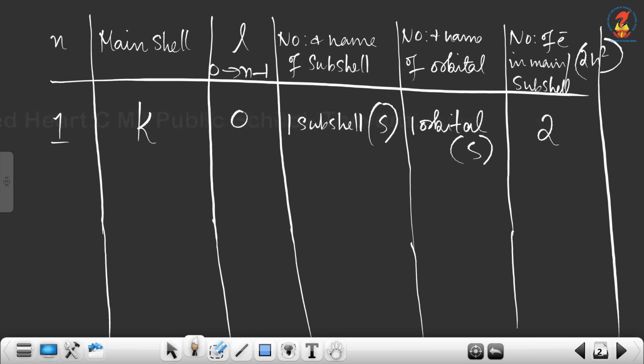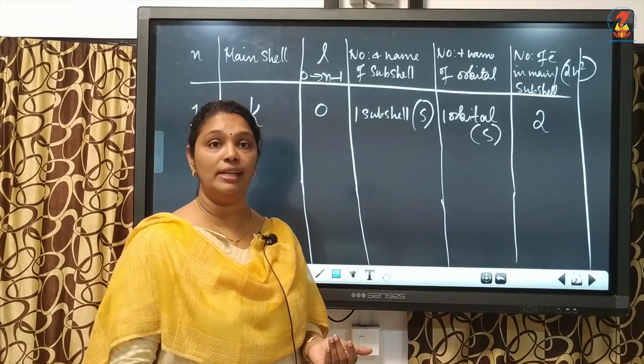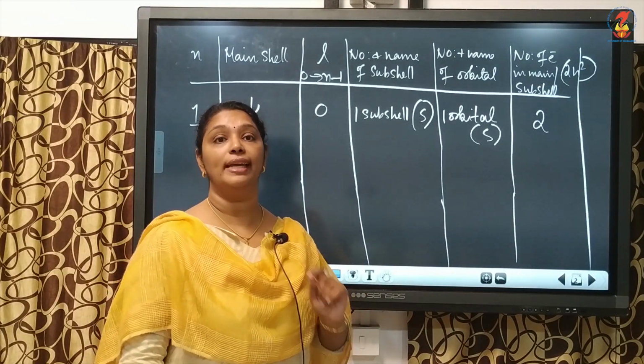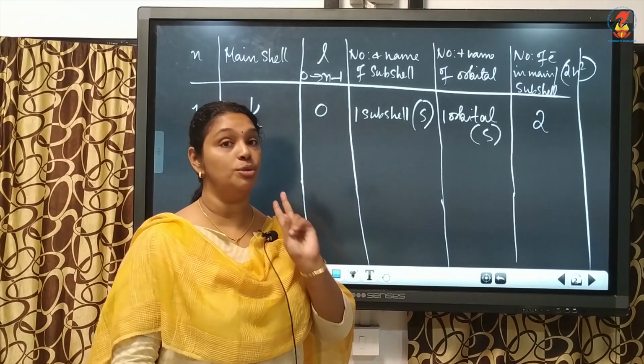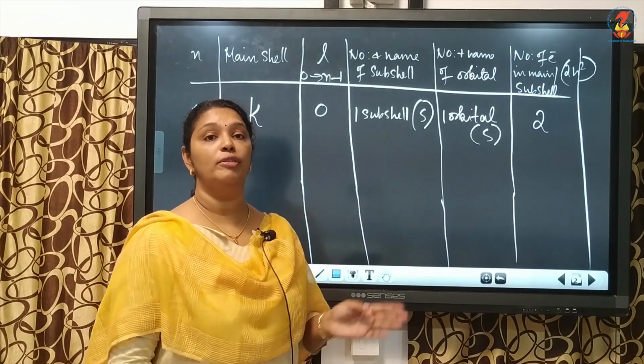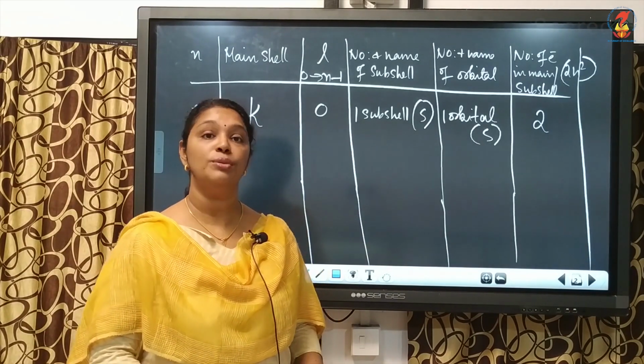So you can see in the K shell we have one subshell, that is the s subshell, and we have one orbital in the s subshell, let's call it the s orbital, and you know any orbital can accommodate a maximum of only 2 electrons. So number of electrons in the s orbital is equal to 2.